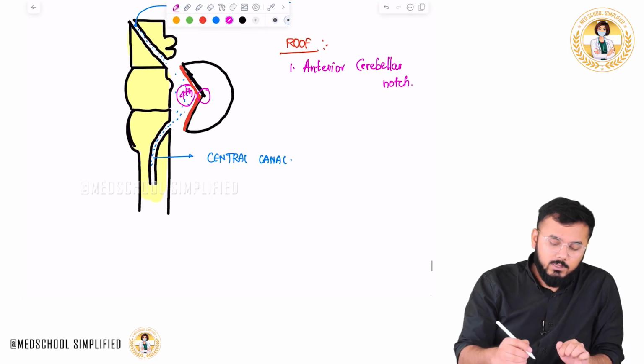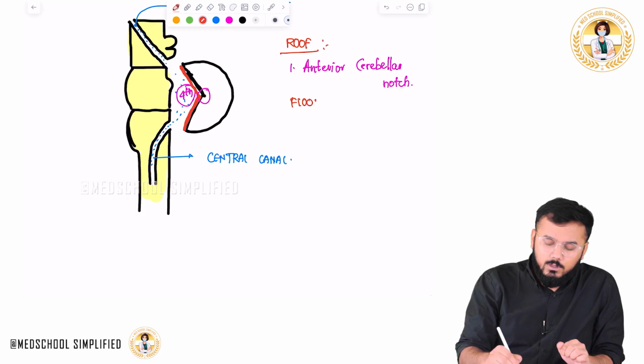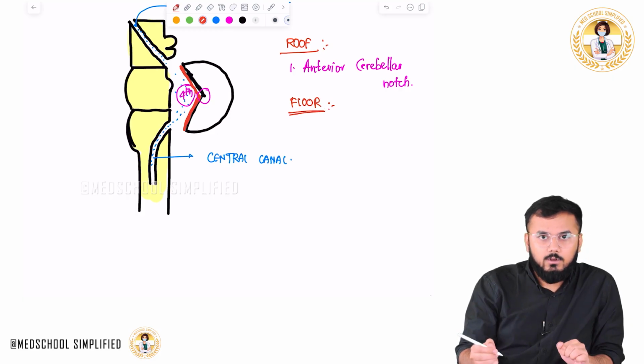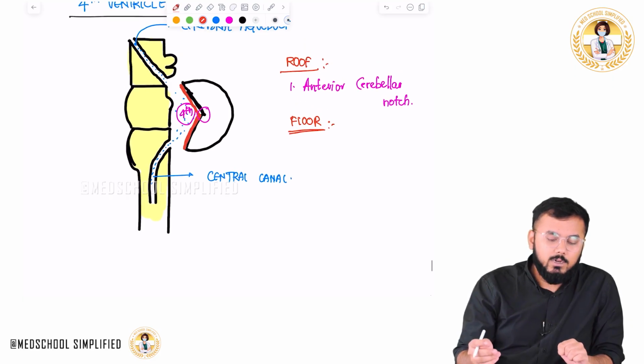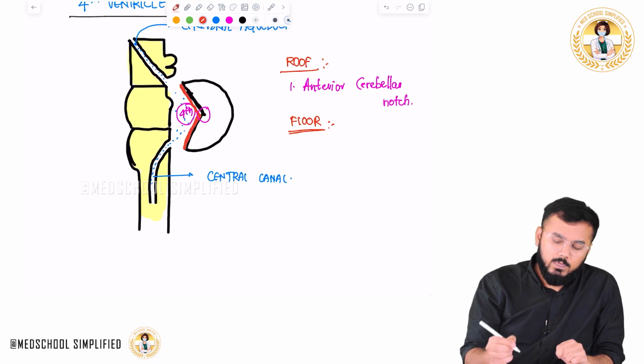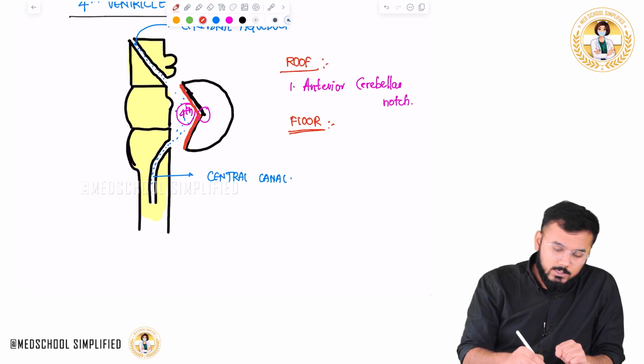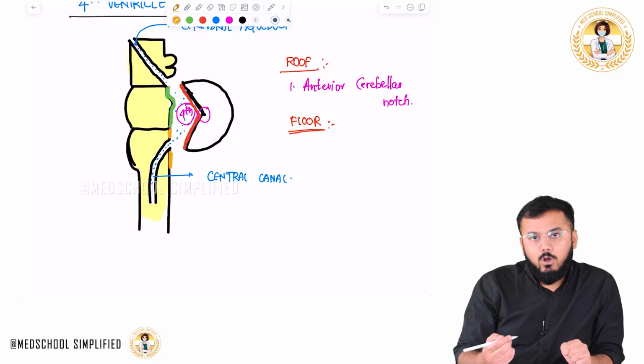Okay. Now after the roof, the next important part we have got over here is the floor. The floor of the ventricle. What is it covered by? The floor is covered by this important thing which you can see. You see this? The floor is covered by the pons above. You see, all this part is the pons, right? And below here you have got your medulla oblongata, right?